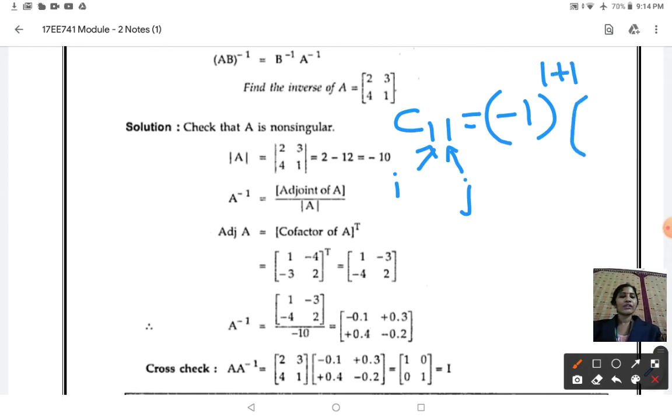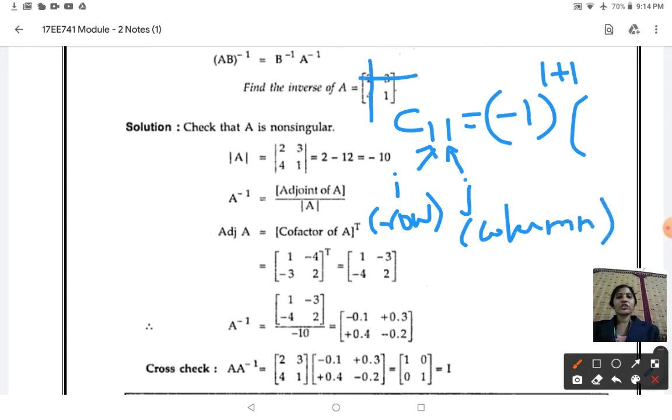It means that the first index i represents your row and the second index j represents your column. So in this, the first row and first column you should cut off, and whatever factor is remaining, that will be the minor of your element. Therefore, for this problem, C11 is equal to 1.